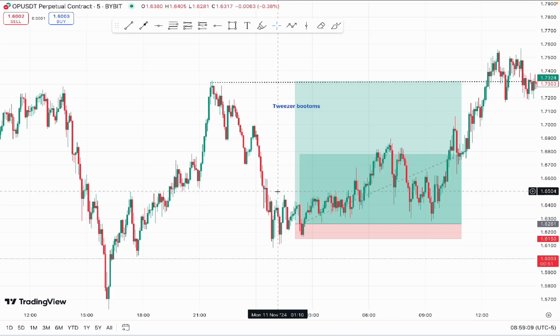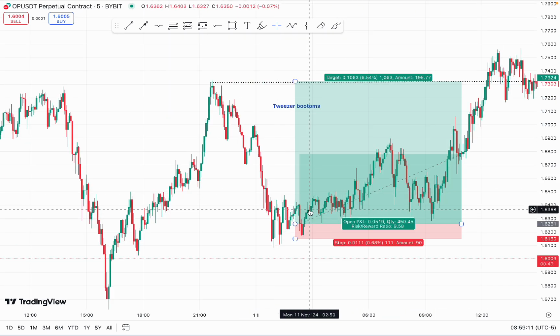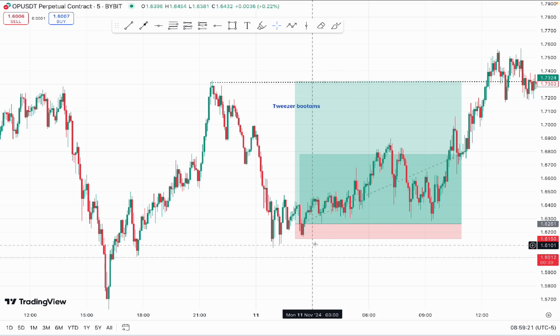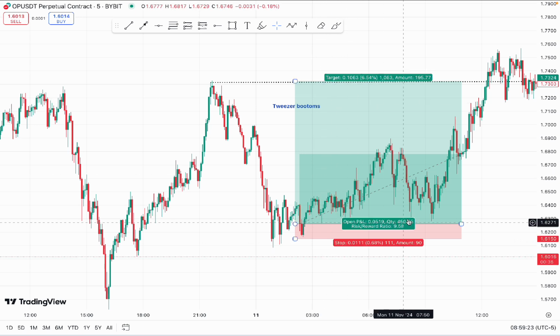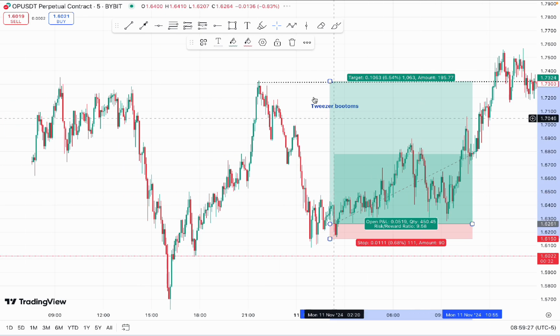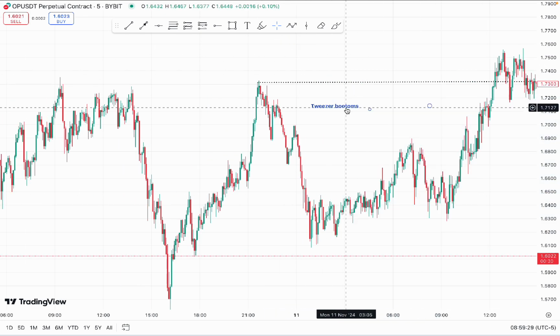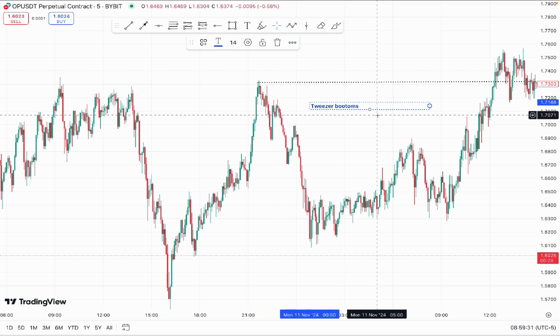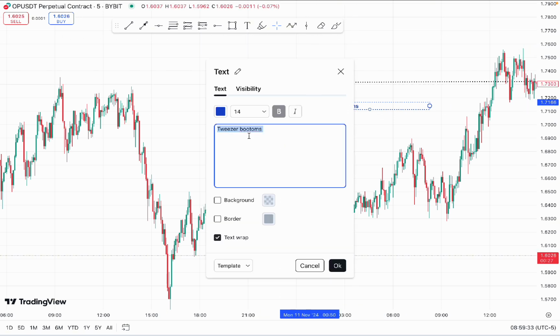So yes, using the tweezer bottoms from this trade on the 11th of November 2024, from these tweezer bottoms we can get a 6% profit, okay, and then minimal stop loss as well. So this is a very good trade and it's a good risk to reward trade as well. All right, so yeah, that's how you use tweezer bottoms and how you get entries from tweezer bottoms as well.